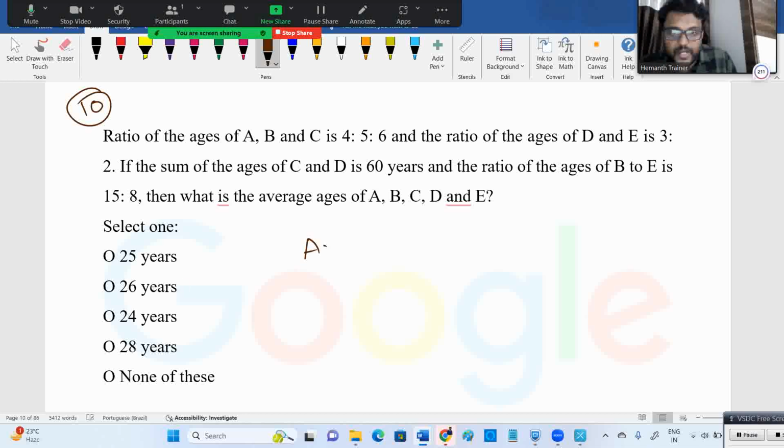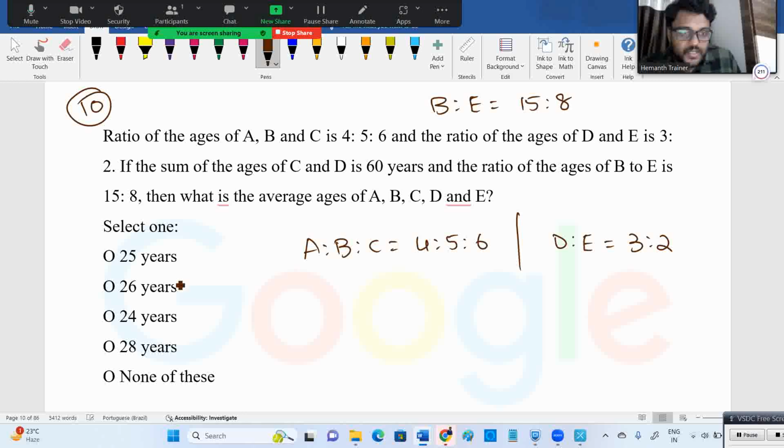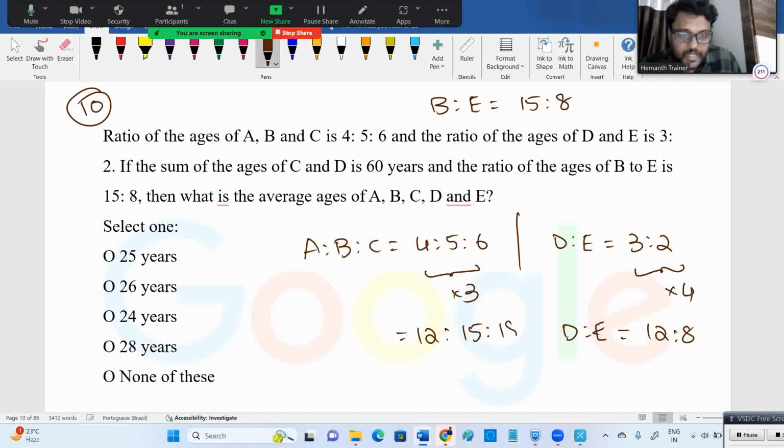Now listen, you need to join that A, B, C, 4, 5, 6, right? D and E, 3 and 2. Now to make sure of combining this, B to E is 15 and 8. To combine, B should be 15 and E should be 8. E should be 8 means I should multiply by 4. This is 12 and 8. B should be 15 means I should multiply by 3. This is 12, 15 and 18. Now I can combine because B and E, 15 and 8, is matched.